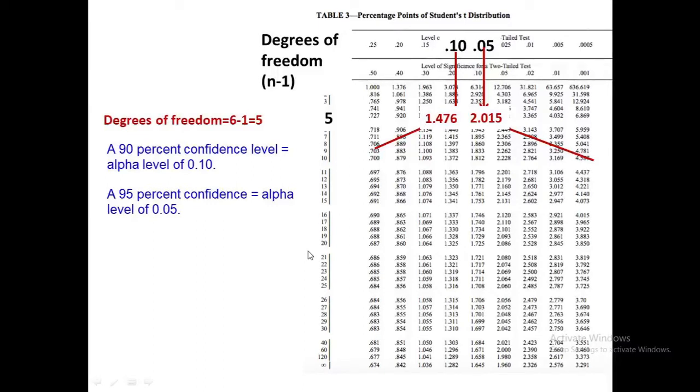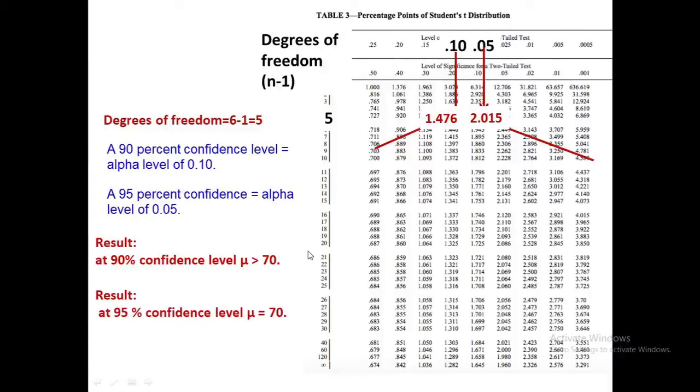70. Or we can summarize our result as: at 90% confidence level, mu will be more than 70, or we can say that students have performed far better than the average 70. On the other hand, at 95% confidence level, we cannot say the same thing, and it shows that on average all the students score equal to 70 marks, and there is no significant difference at this level.